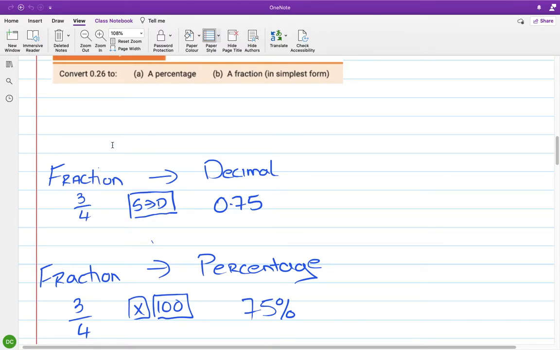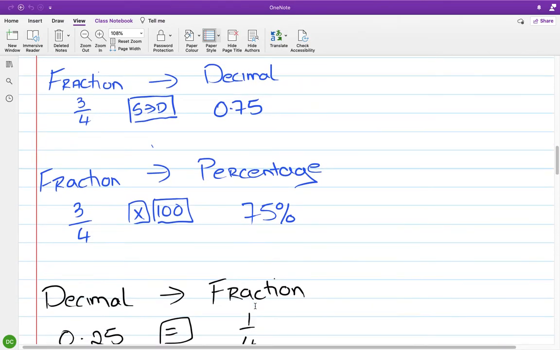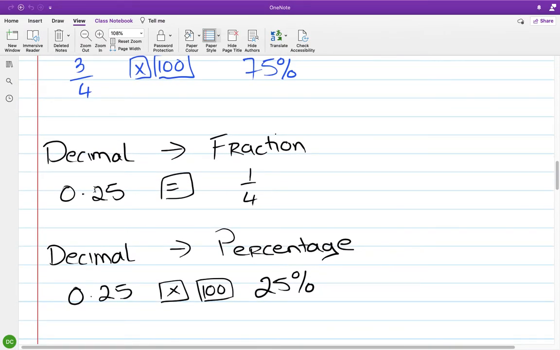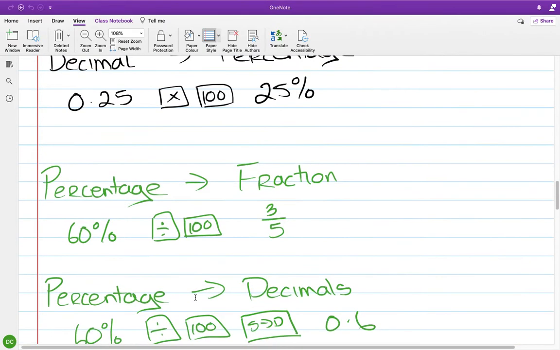So if you want to convert from a fraction to a decimal, you type a fraction into your calculator, you press the SD button, and then it'll give you the fraction as a decimal. If you want to go fraction to percentage, you take the fraction and you multiply it by 100. Now, obviously, the calculator won't have the percentage sign. It will just say 75. If you want to start with decimals, decimal to a fraction on a calculator, you just press equals, very simply. And if you want to do decimal to percentage, again, you multiply by 100.